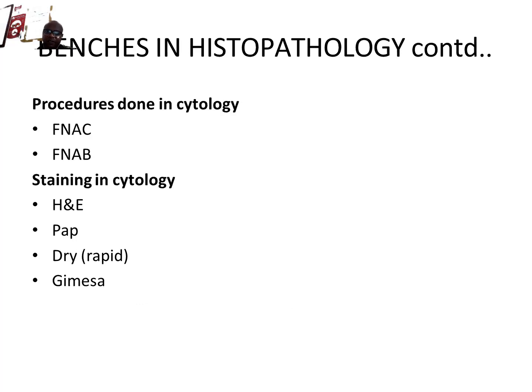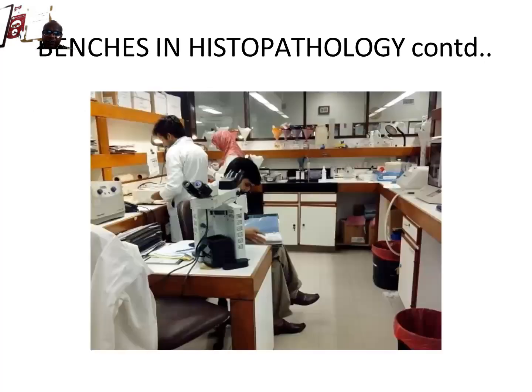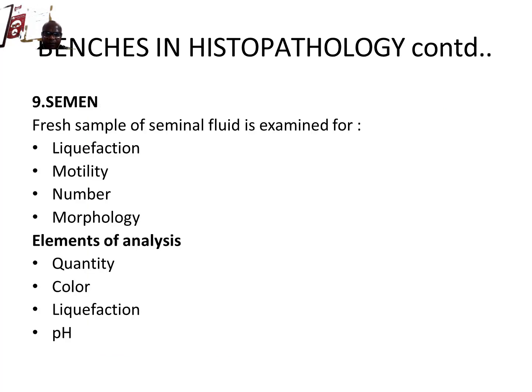Then the procedures done on these are FNAC and FNAB. Those are the types of procedures done on these cytological cells. Then you can use staining like fast and dry rapid Giemsa or H and E as types of staining. You can see that's a very organized laboratory again. People are busy there, they are recording, and they are working in a very well organized manner.